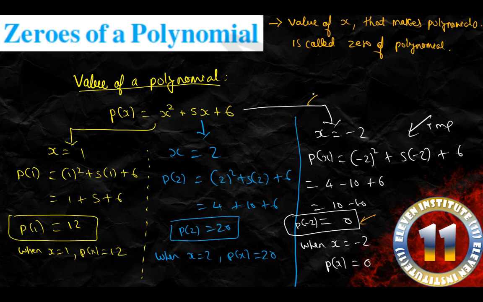So in this example I can say that minus 2 is the zero of the polynomial. Why can I say that? Because when I take x is equal to 1, the polynomial becomes 12. When I take x is equal to 2, the polynomial becomes 20. But when I take x is equal to minus 2, the polynomial becomes 0.